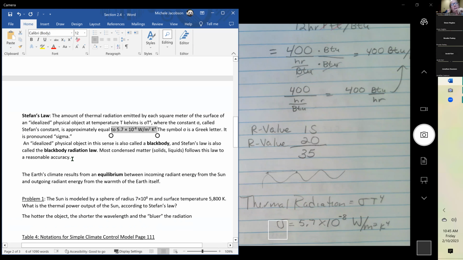An idealized physical object in this sense is also called a black body. And Stefan's law is also called the black body radiation law, in case you look up anything, you may see that. Most condensed matter, solids, liquids, follow this law to a reasonable accuracy. So when we're talking about finding an object's thermal radiation, unless otherwise stated in the problem, everything should have this sigma, 5.7 times 10 to the -8.